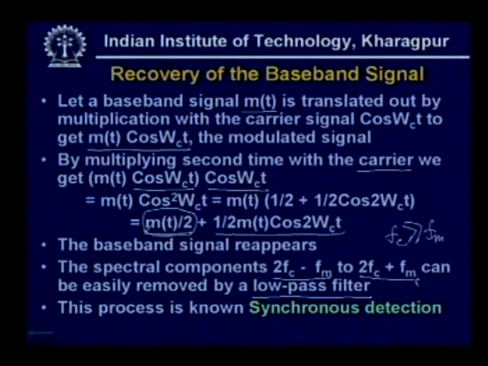So, this approach is known as synchronous detection. Whenever you multiply the modulated signal a second time by using the carrier, you get back the baseband signal after filtering out the other high frequencies such as 2fc minus fm and 2fc plus fm, and this process is known as synchronous detection.